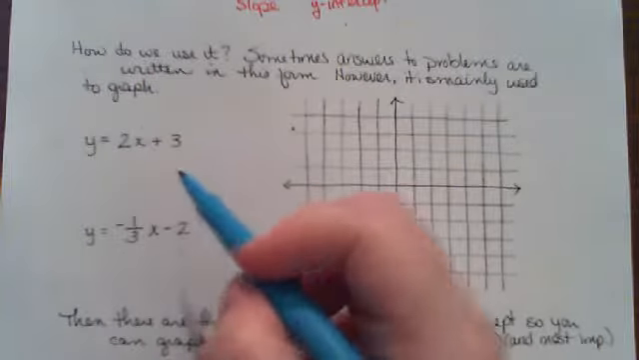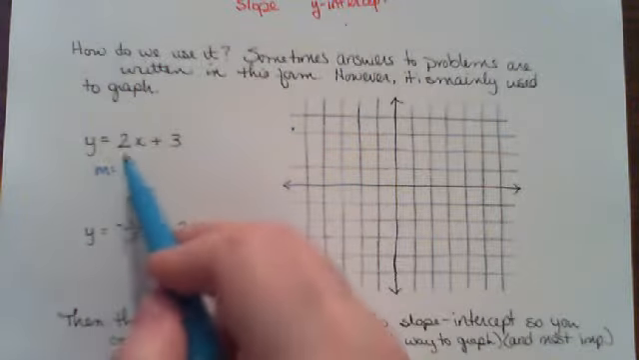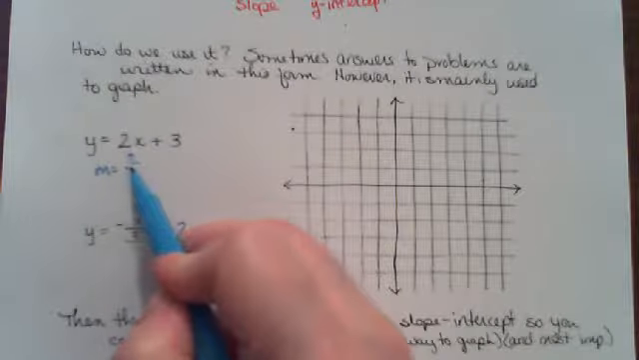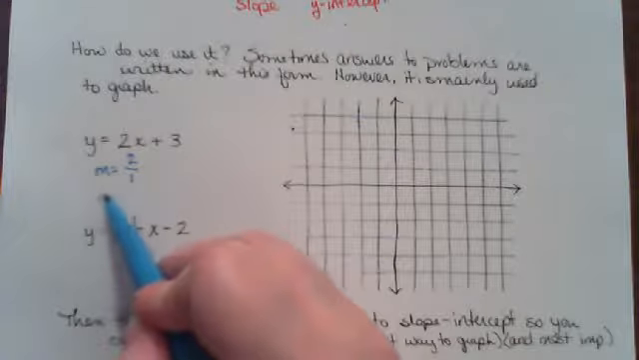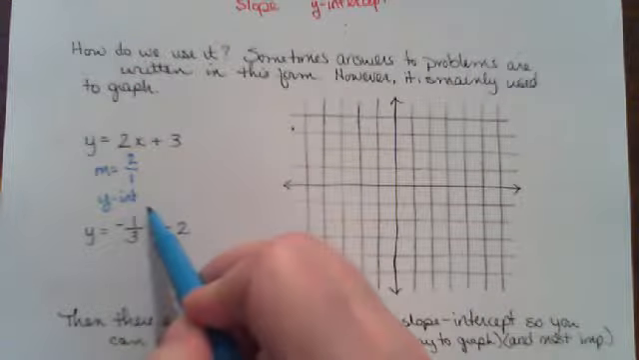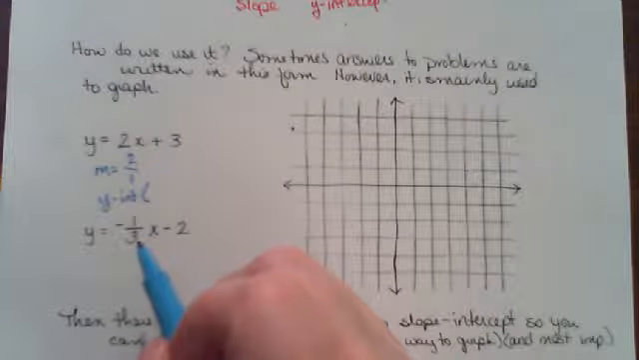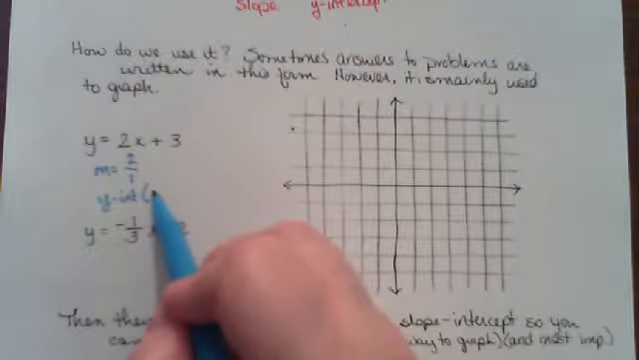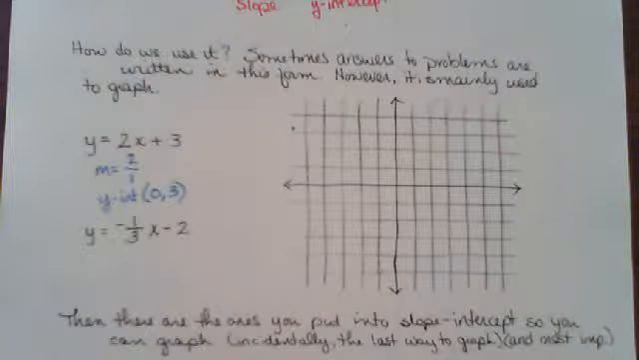If they give you this form, the first thing you're going to do is tell me what the slope is. Well, the slope is 2, and I told you always want it to be a fraction, so we're going to say 2 over 1. And what is the y-intercept? Well, that's 3, according to this. But I told you an intercept was really a point. So you need to make sure you write (0, 3), because that's what a y-intercept looks like.